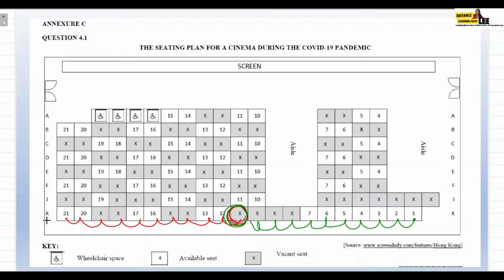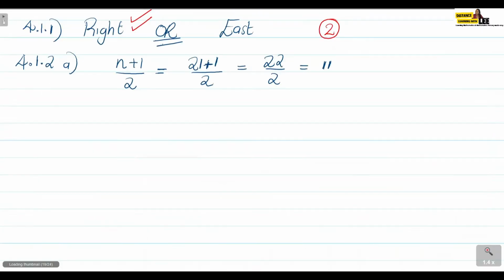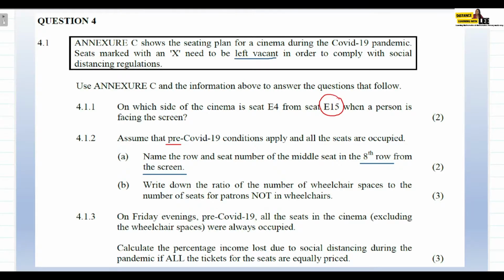Okay, so what is that seat? That seat is in row K, and it's seat number 11, right? So that is our answer for question 4.1.2. So the seat in the middle of your row 8 from the screen is actually seat K11, right? So in this case, guys, you'll get 1 mark for that K, and you'll get another mark for your 11, and that is 2 marks.